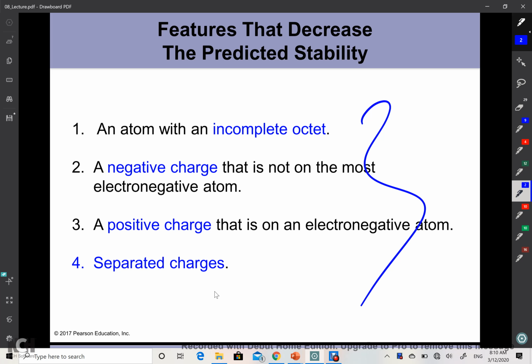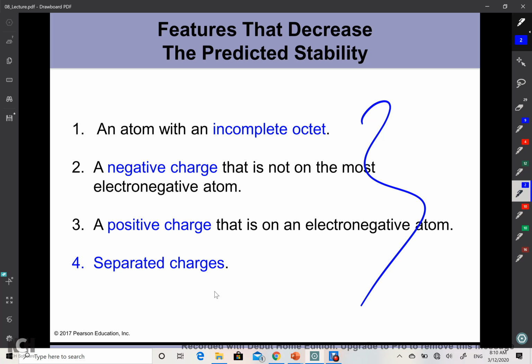So when you draw your resonance structure and you want to determine which of those resonance structures is a greater contributing structure towards the overall hybrid, those are the things that you want to look at. And we've talked about that already.